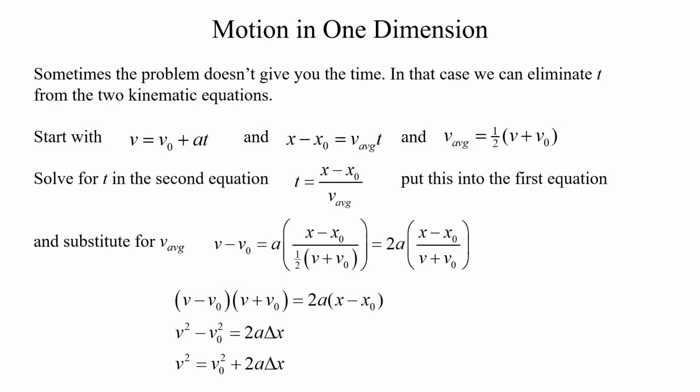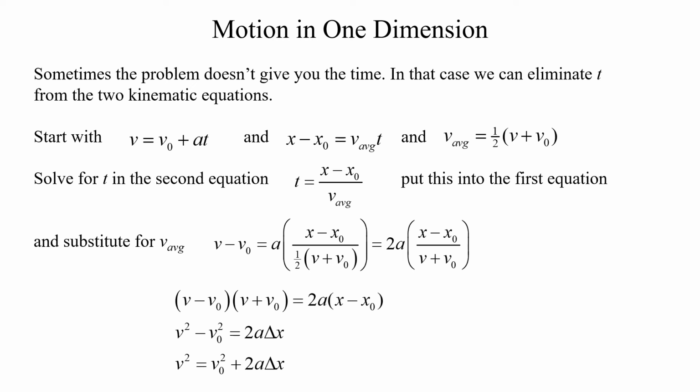Now sometimes when you're solving problems, you'll get a problem where they don't give you the time. So in that case, we can eliminate the time from the two kinematic equations. So if I start with v equals v naught plus at and x minus x naught equals v average t, and v average equals 1/2 the quantity v plus v naught, so I'm going to start with those.